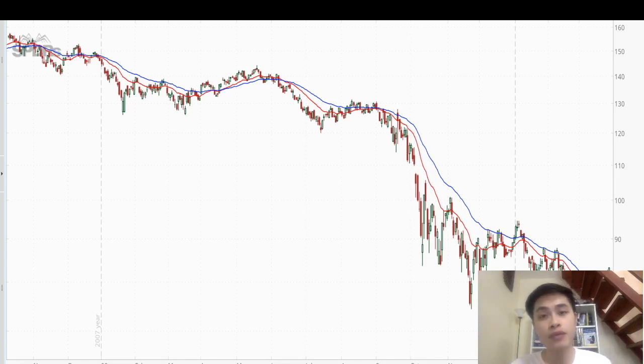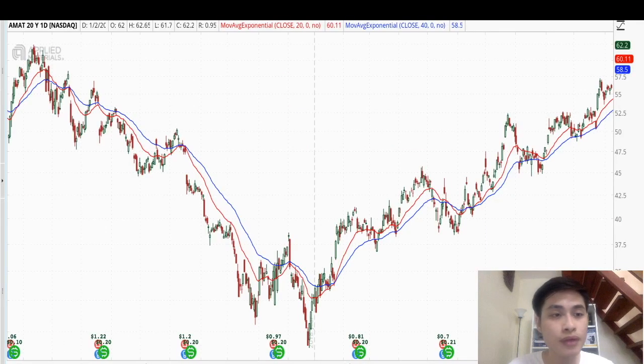When a shorter term moving average is below a longer term moving average, this indicates to us a downtrend and that prices are declining in general. And if a shorter term moving average is above a longer term moving average, this indicates to us an uptrend and that prices are increasing in general. Okay, so let's take a look at another example.